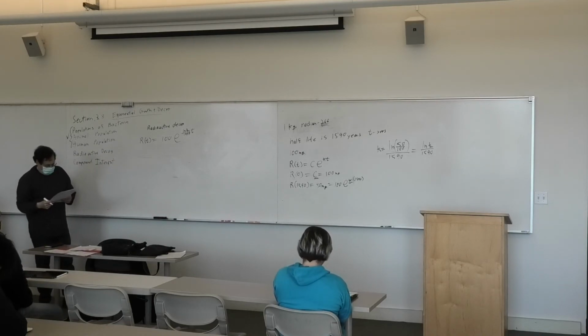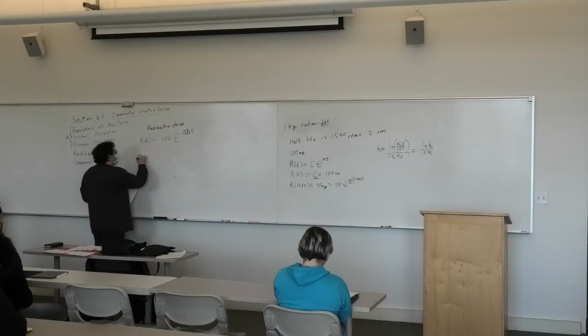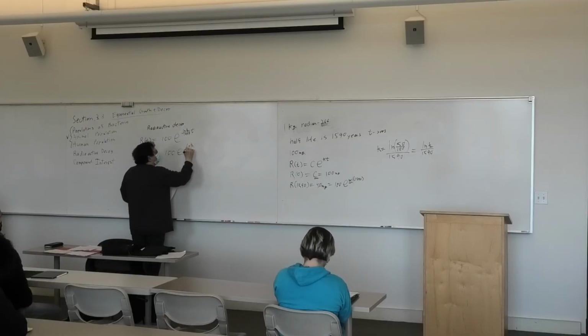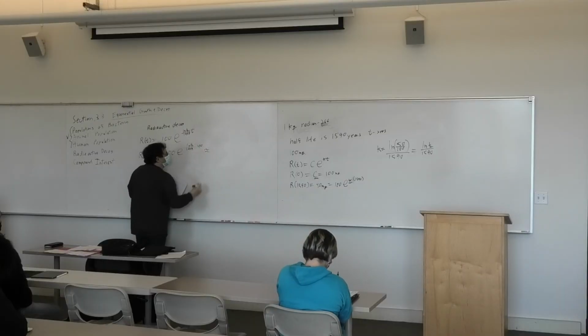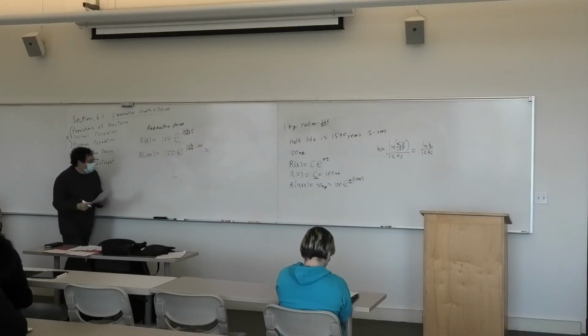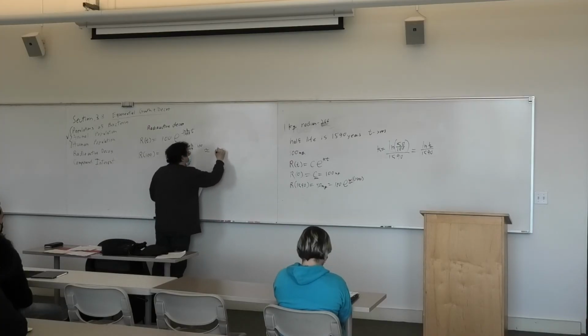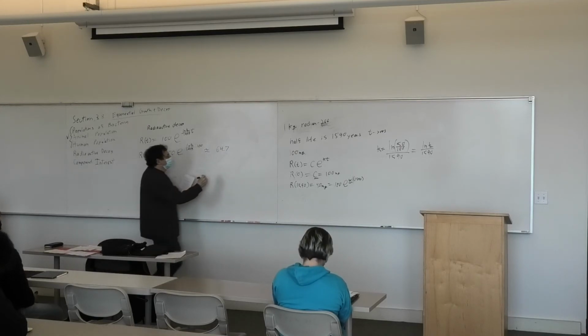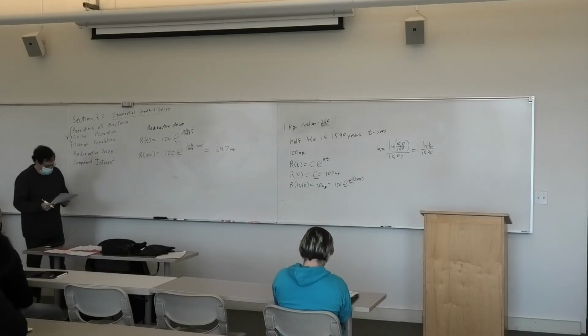Second question: how much is left after 100 years? Okay, R of 100, just plug in. e to the log of 1/2 over 1590 times 100. And if you watch your calculator, you'll find out 64.7 milligrams is left. So radium, pretty slow.